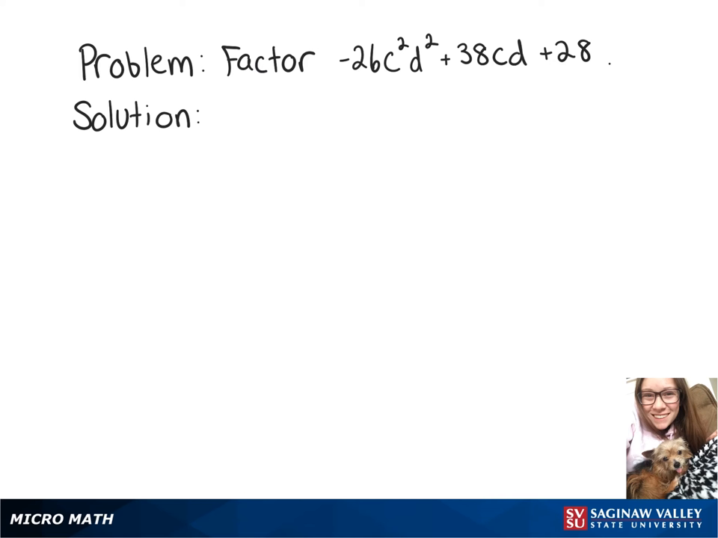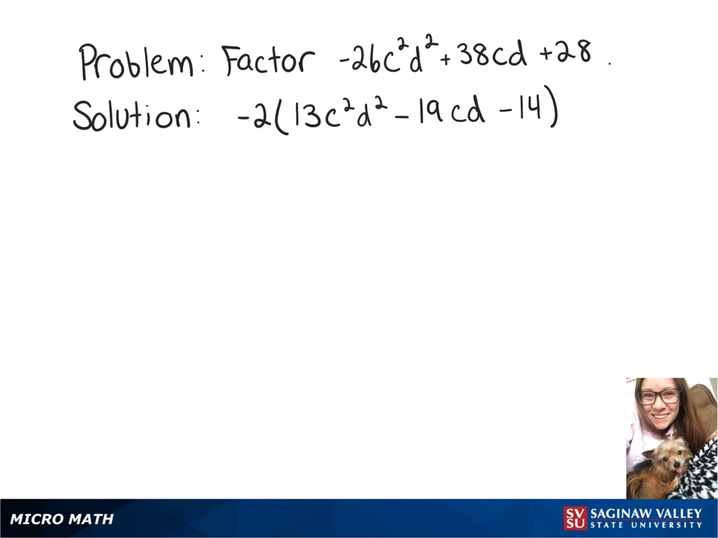In this video, we're going to factor negative 26c squared d squared plus 38cd plus 28. So our first step is going to be to factor out a negative 2. And after that, what we're left with is 13c squared d squared minus 19cd minus 14.